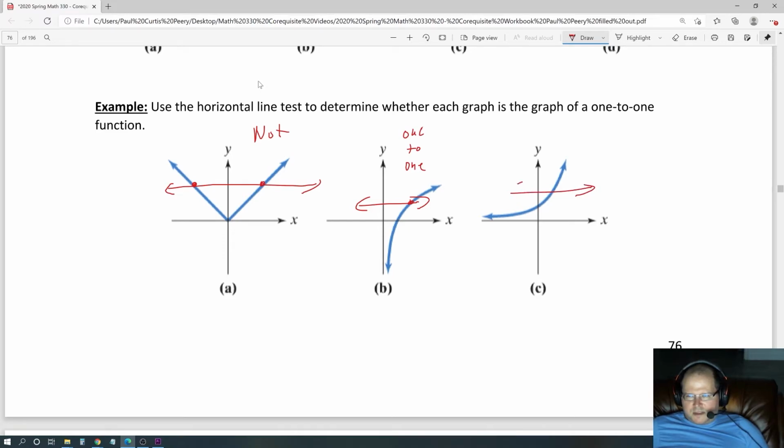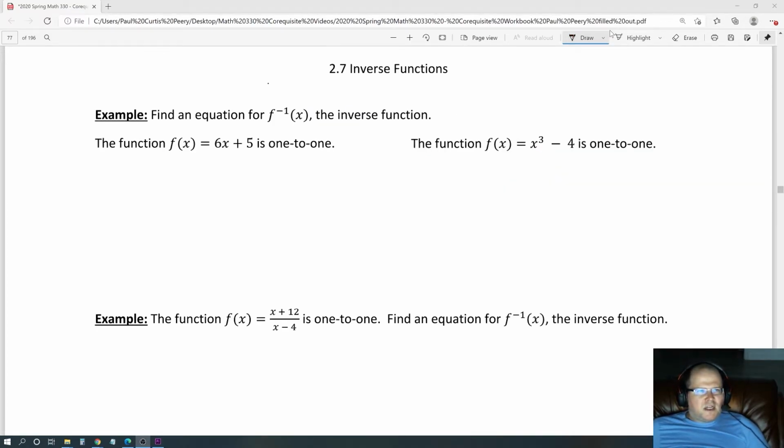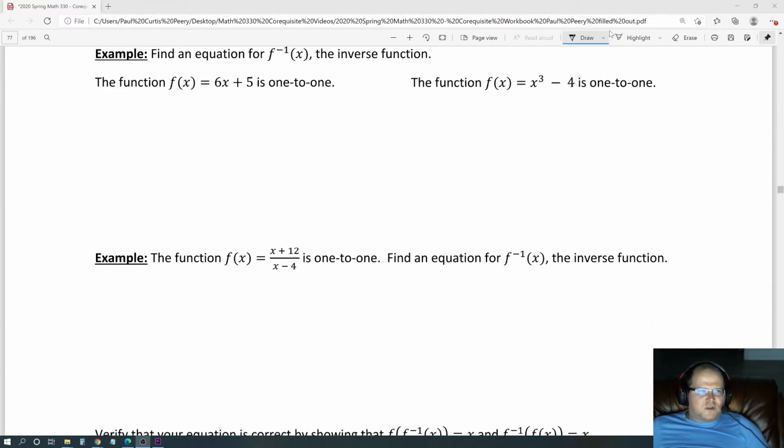This one hits once. So again, we're dealing with 1, 2, 1. Find an equation for, so basically the inverse function for this one. Okay, so what we do is we replace the f of x with a y, and we rewrite the rest of it. Then we replace the x's with y's and the y's with x's. So we just flip the x's and y's, and then we rewrite it.